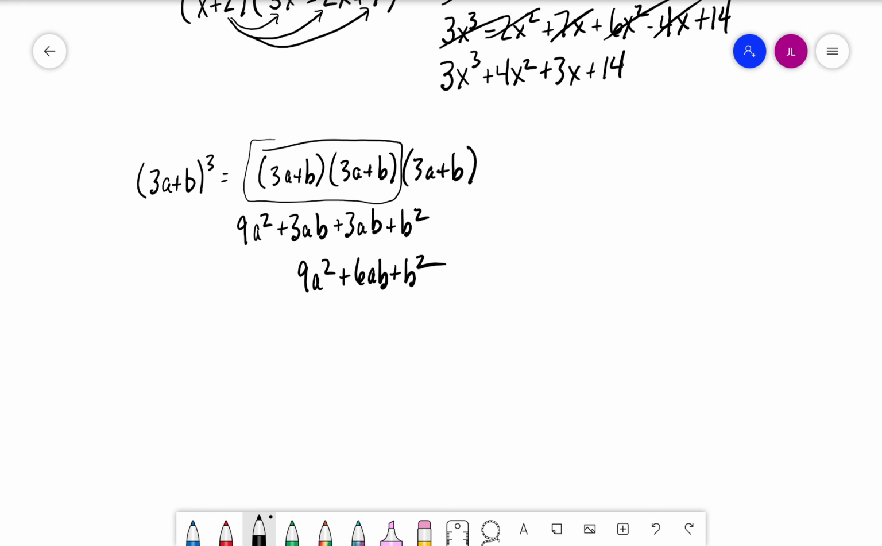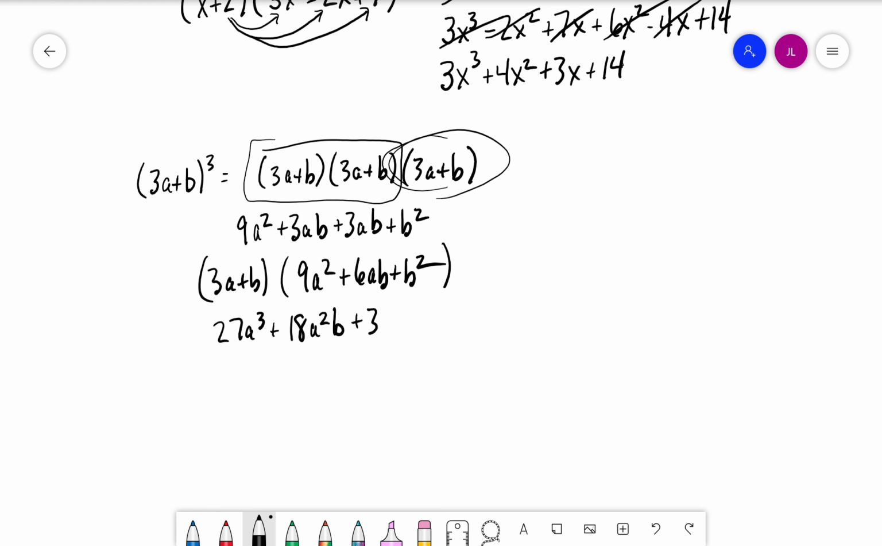Okay. But we can't forget we still have to multiply by this last binomial. So now we're going to have 3a plus b multiplied by everything in here. So we're going to do 3a times 9a squared, which is 27a cubed. 3a times 6ab, which is 18a squared b. And 3a times b squared, which is 3ab squared.